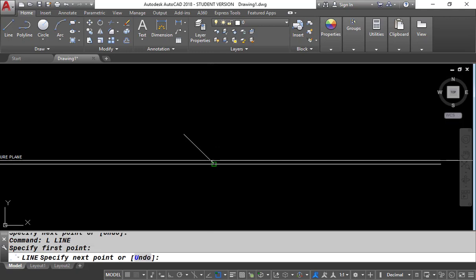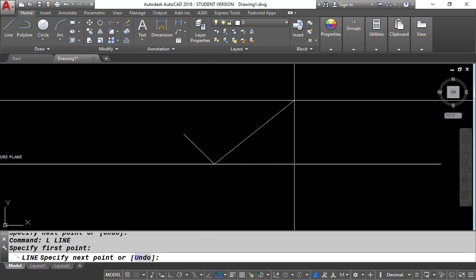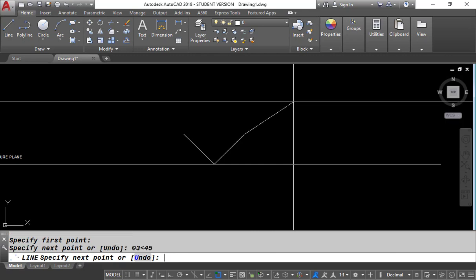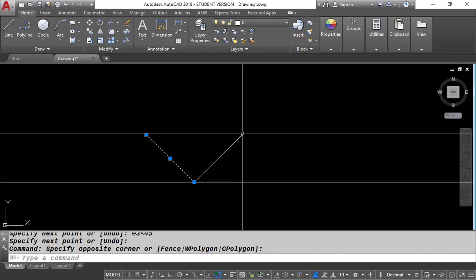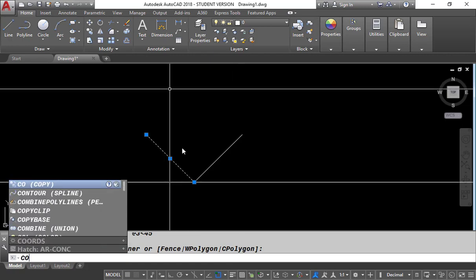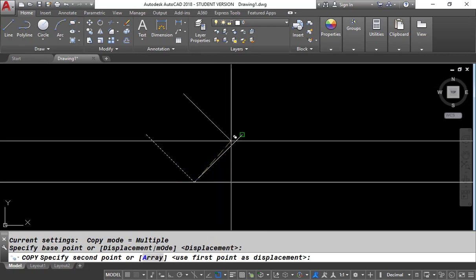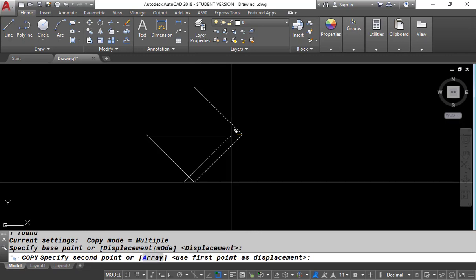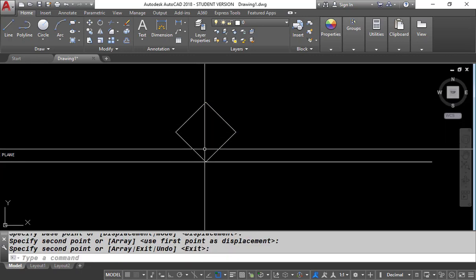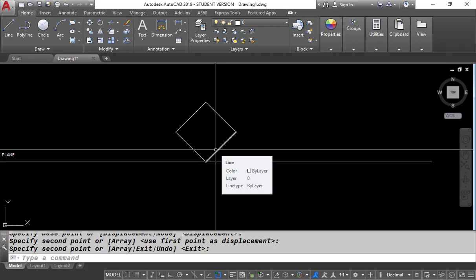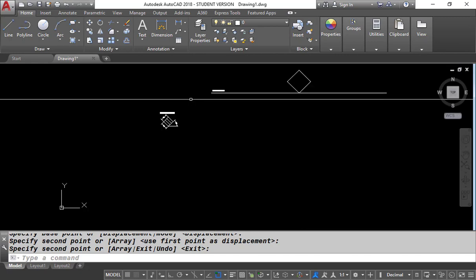Here again I am drawing the line. On this side, at the rate, length is 3, angle is 45. Now another line you have to draw from here. So I just copy this line and again copy this line here to here. So you have to draw the square of 3 by 3 at an angle of 45 degree. So this is our plan.